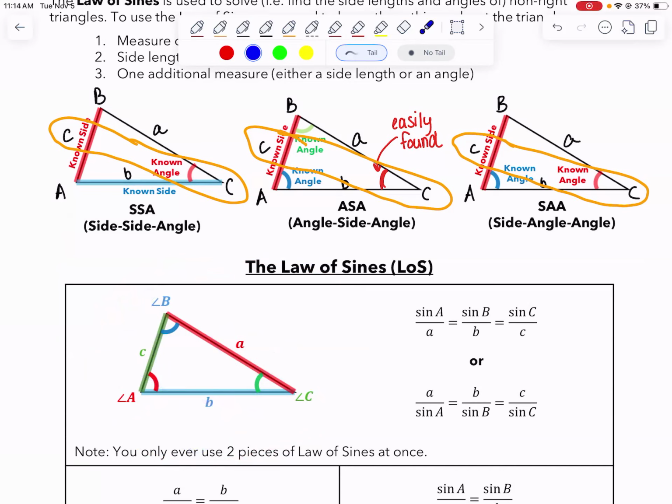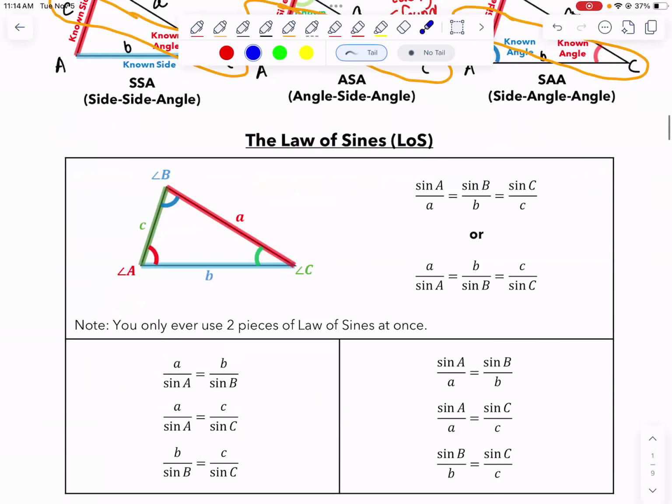And I'm telling you this because there are two different ways to solve non-right triangles, and each situation only applies in certain cases. And so the way I want you to internalize the situations in which law of sines is useful: law of sines is useful if you know everything about one letter. You know a side and its opposite angle, and you know one additional piece of information.